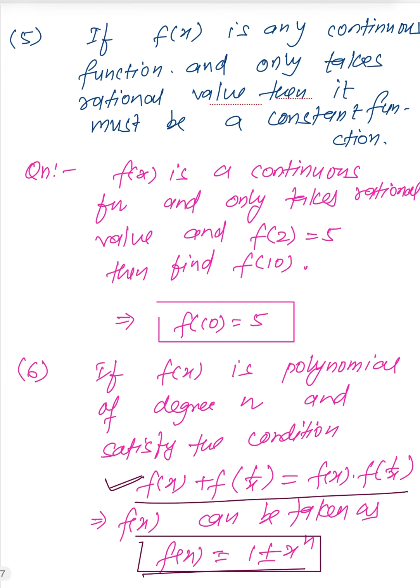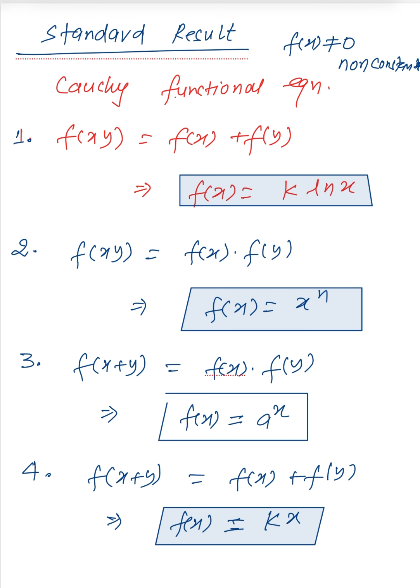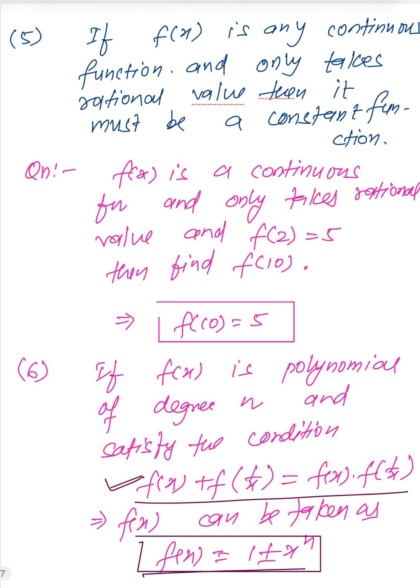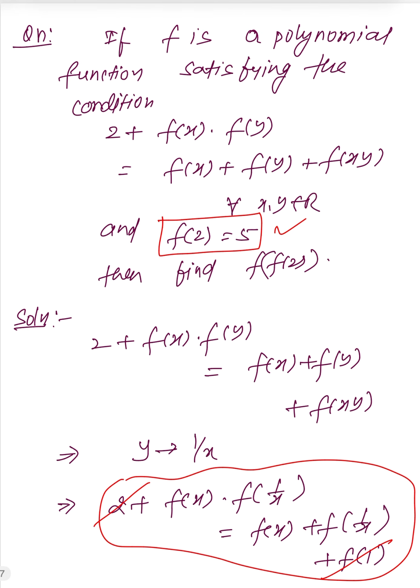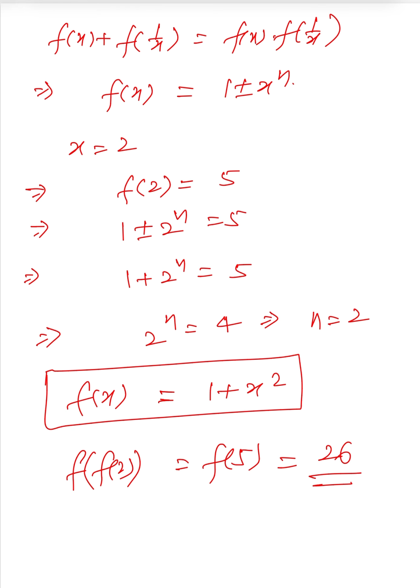So today we started functional equations, and we used some standard results: first, second, third, fourth and fifth. If it is any continuous function and takes only rational values, that must be a constant. And sixth, the polynomial one: f(x) is a polynomial which satisfies this condition, then f(x) can be taken as this. On that sixth result, we took this problem and we solved it, and the final answer is 26.